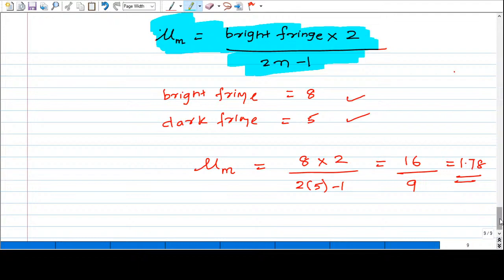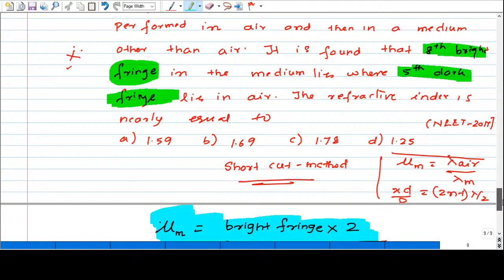So where does the option lie? The option lies in option C. Now I will change the question for your practice. So take down some sum like this: it is 12th dark fringe and 10th dark fringe. Do it after the session is over. I can give one of the options as none of the above. Do this sum and if possible, please try to give the answer in the chat box.